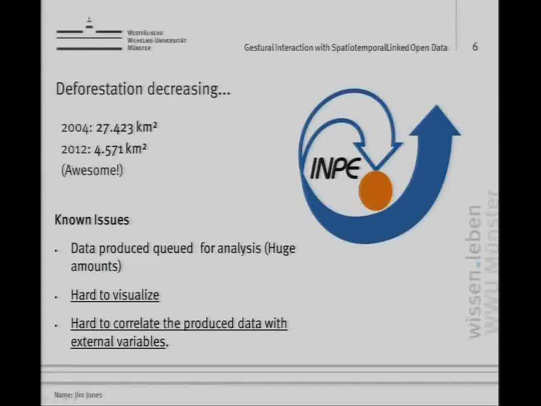And another known issue: the data produced are critical for analysis, a huge amount of data produced every day. It's very hard to visualize. You need experts to look through this data. And it's also very, very hard to correlate this deforestation data with other information. Not only to fight against deforestation when it took place, but also to understand why it happens.